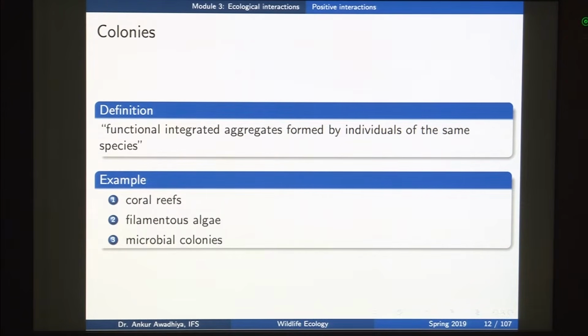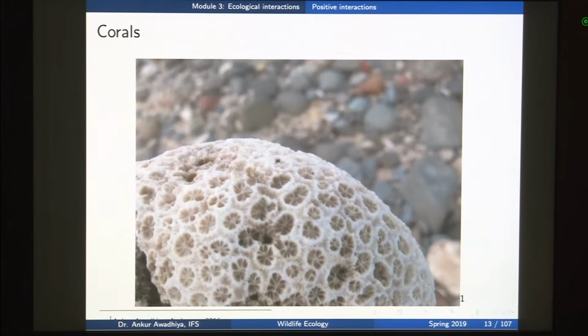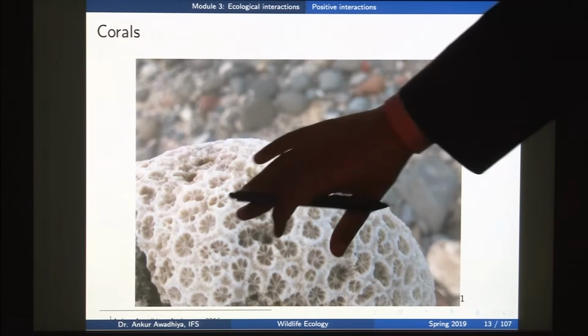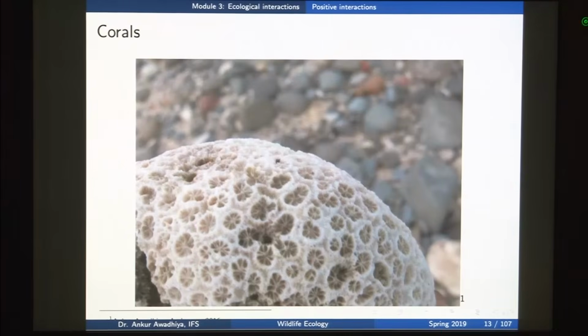Now, what do we mean by functional integrated aggregates? So, let us have a look at a piece of coral reef. Now, this is how a coral reef would look like. This is a small portion out of it, and here we are observing that you have this huge rock-like structure, and it appears that this is just one piece of rock, just one organism, whereas actually we have a number of different organisms of the same species that have colonized it together and they have formed an integrated aggregate. So, this is an example of a colony.